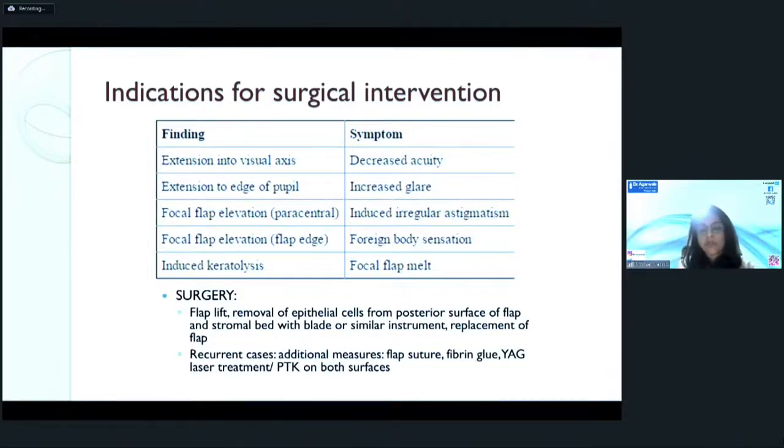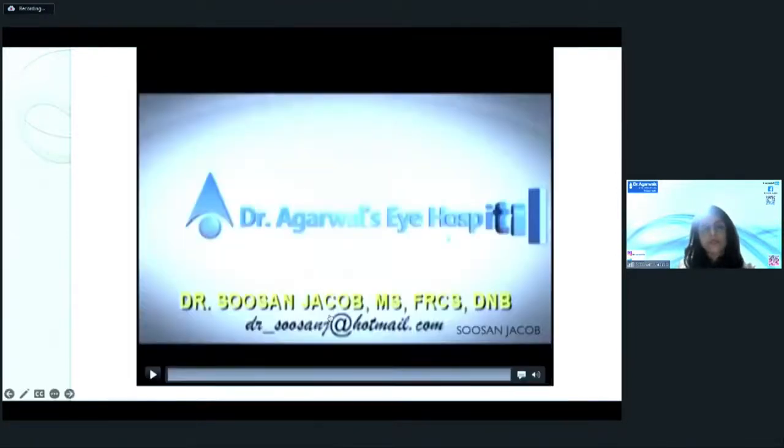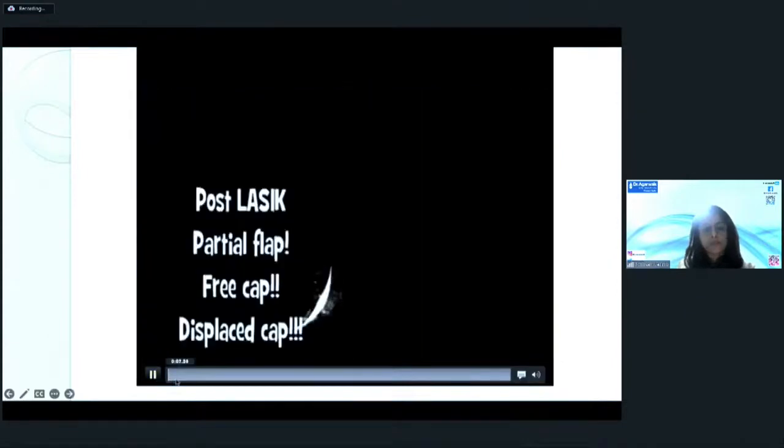And the other additional measures, as also just described by Dr. Sujata, were flap suturing, fibrin glue, and so on and so forth. That's basically to avoid a recurrent epithelial ingrowth. And you can also do a YAG laser treatment. So I'll just show a couple of videos.